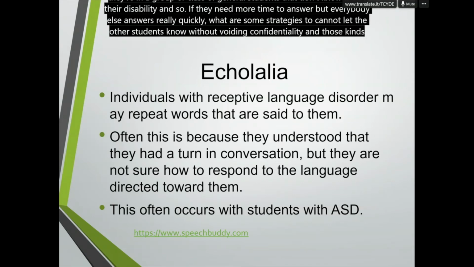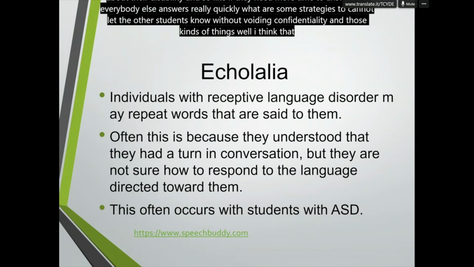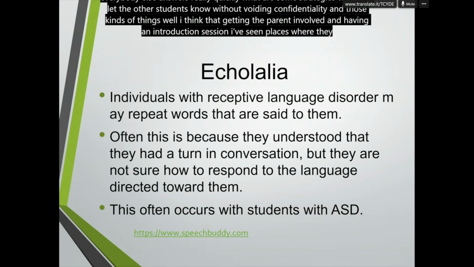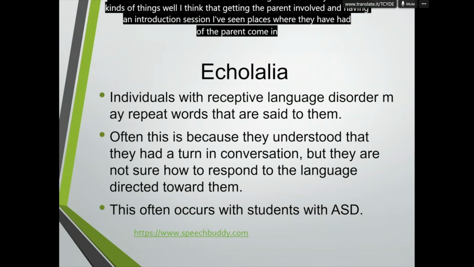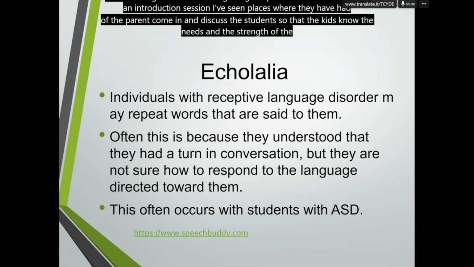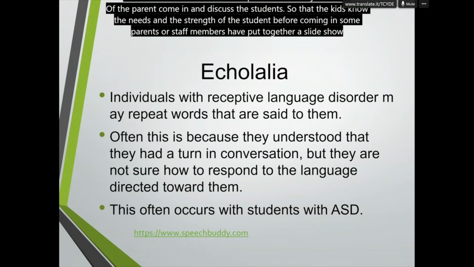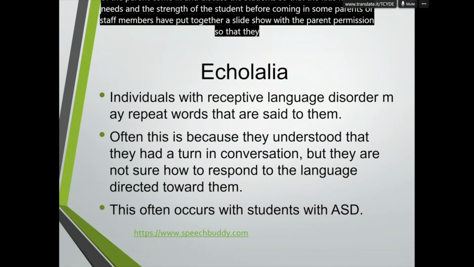Well, I think that getting the parent involved and having an introduction session helps. I've seen places where they have had the parent come in and discuss the student so that the kids know the needs and the strengths of the student before coming in. Some parents or staff members have put together a slideshow with the parent's permission so that they can talk to the students about that.